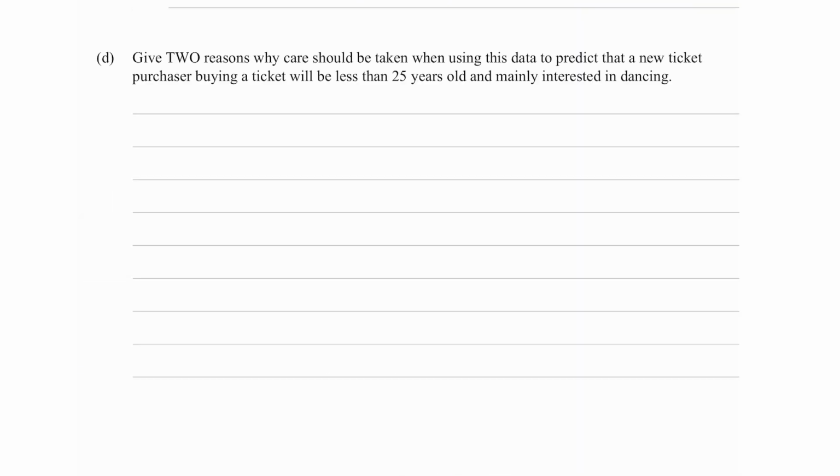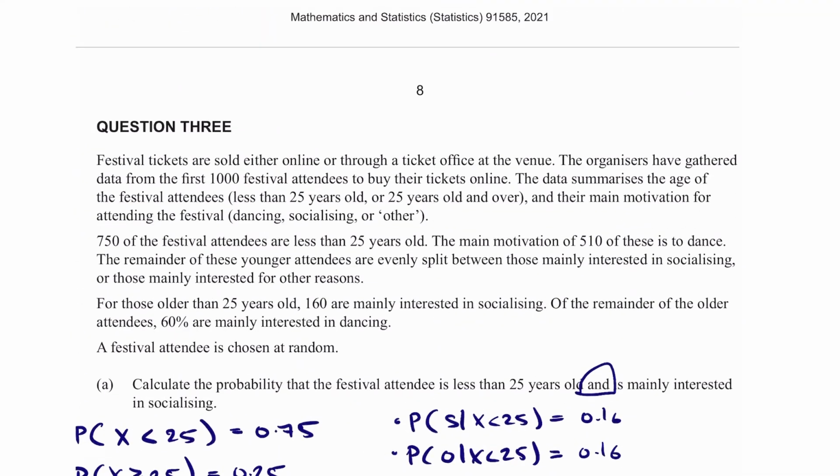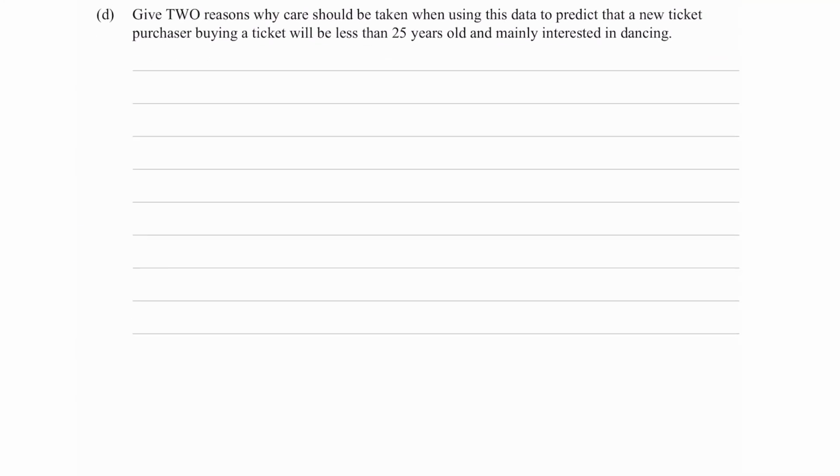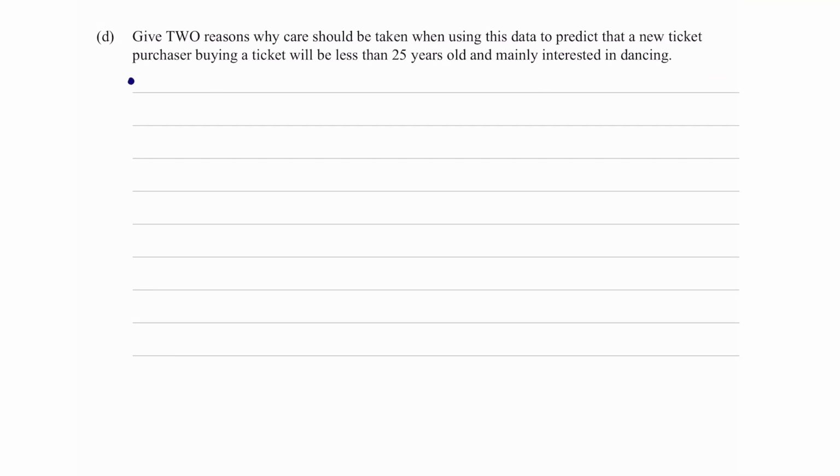And then finally, the last part: give 2 reasons why care should be taken when using this data to predict that a new ticket buyer buying a ticket will be less than 25 years old and mainly interested in dancing. So we have to look at how they sampled the data. So we know that tickets can be bought online or through a ticket office, but they only took 1,000 from the tickets online. Okay, so we say our first reason, tickets can be purchased both online and at a ticket booth.